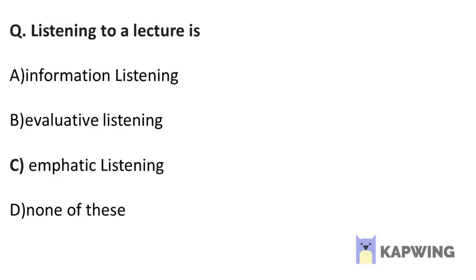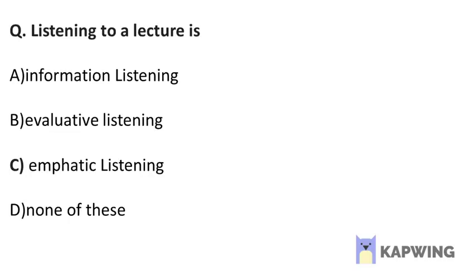Listening to a lecture is: A, informational listening; B, evaluative listening; C, empathic listening; D, none of these. So friends, it cannot be empathic listening or none of these, so options C and D are eliminated. So whether it is evaluative listening or informational listening. When you are listening, most of the time you may not be aware of the topic the speaker is telling you, so you are generally getting the information.